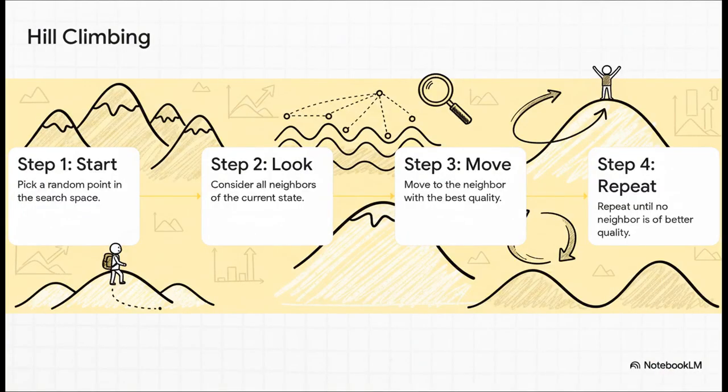And the algorithm itself is just beautifully straightforward. I mean, look at this. Step 1, plop yourself down at a totally random spot. Step 2, look around at all the places you can get to in one step. Step 3, move to whichever one is the highest or the best. And step 4, you just keep doing that over and over again. Step up, step up, step up, until you reach a point where every single direction is downhill. At that point, you just stop and say, well, I must be at the top.